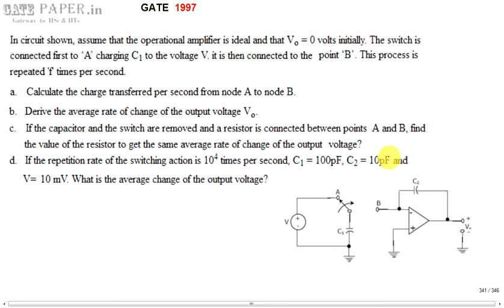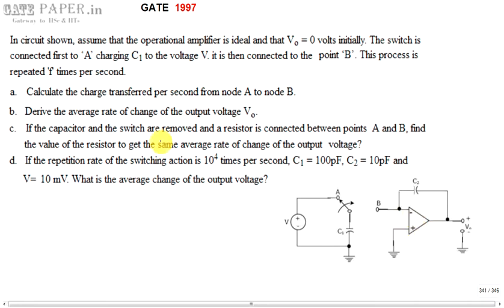Hello, we are discussing the GATE 1997 ECE paper, and this question is related to analog circuits. Look at the diagram. The diagram consists of a switch. That switch can be connected to point A as well as point B, and point B is the input for the op amp.